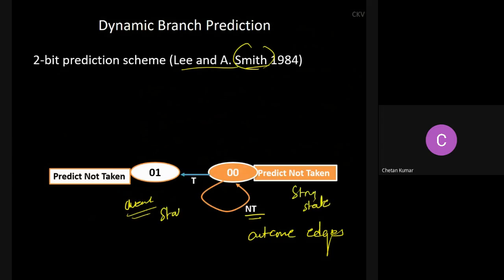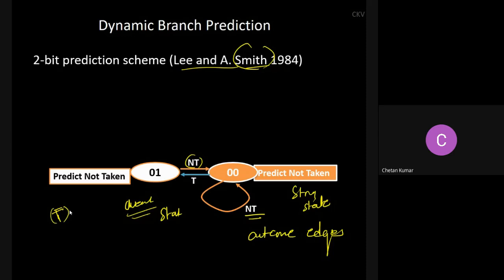Okay, so now if you come here, the differences will start coming. Here again, if the outcome is not taken, then you go to the original state. But here, if the prediction is wrong twice, I have to start predicting that the branch will be taken.